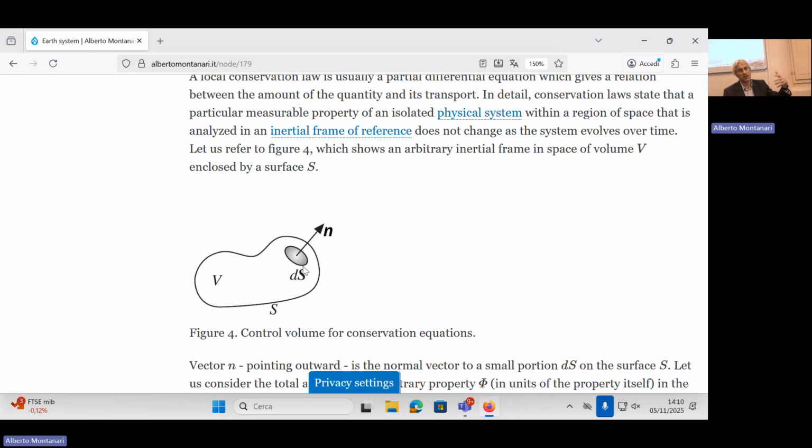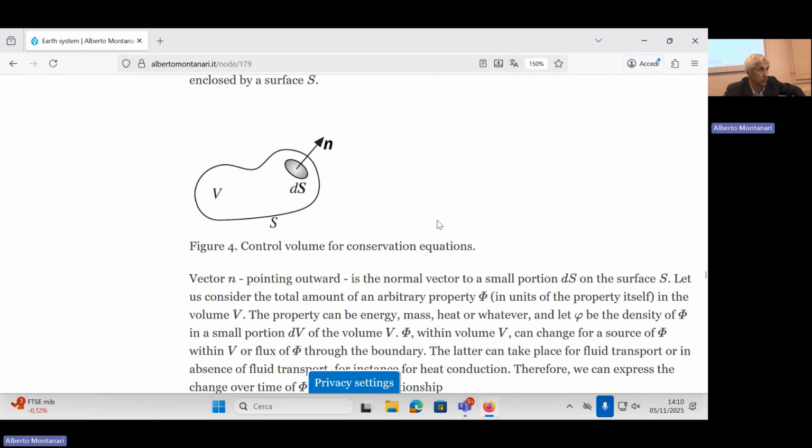It is usual practice that the normal vector is a unit vector, but just keep it in account because I think it's not specifically explicit here that it's a unit vector. Okay, and look, the vector is pointing outward. Normal vector to a small portion, so I should write here normal unit vector, okay?